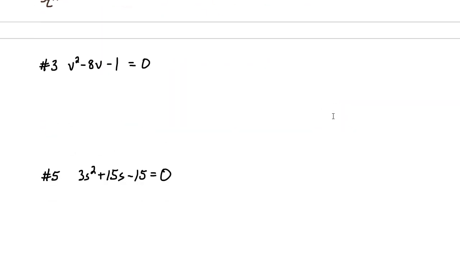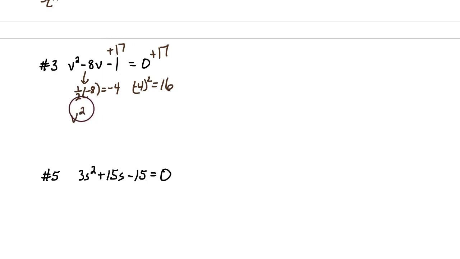Now, number 3, we're also asked to use completing the square. So we want this trinomial to be a perfect square trinomial. So let's figure out what we need the constant term to be. Take half of the coefficient of the linear term. That's negative 4. And then square that negative 4. That's 16. We want this to be 16. So we need to add 17 to both sides, because negative 1 plus 17 is 16.